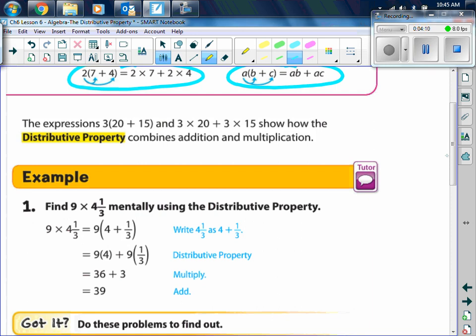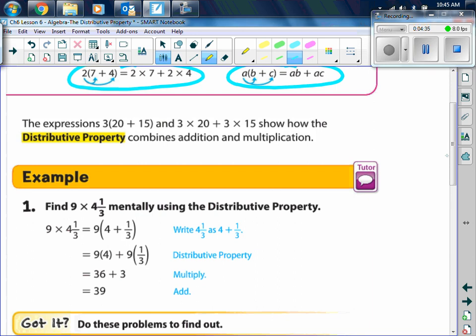Now, don't think that because it says find it mentally that you're not going to write anything down, okay? Even though you're doing it mentally, you're going to write down what's going on in your head. Is everybody clear? So you should not be leaving blanks on these kind of problems. Got it? All right. So here we have 9 times 4 and 1/3.